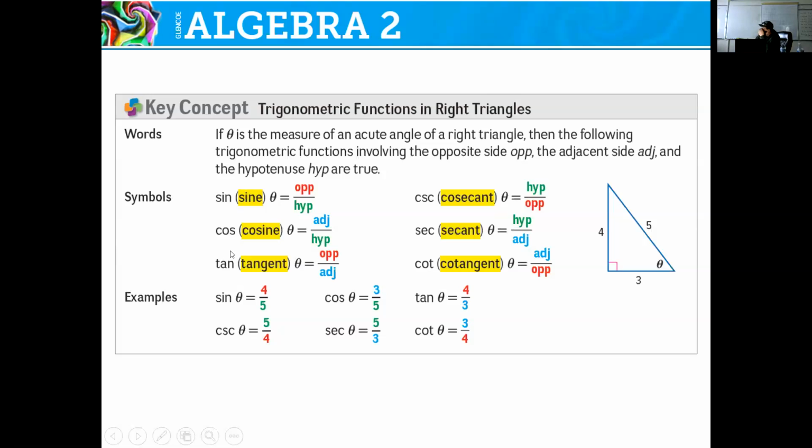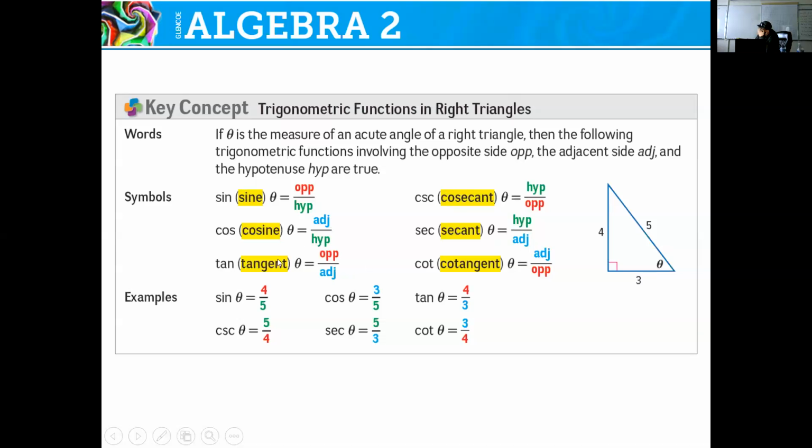Okay, then that brings us to cosine. Cosine is the adjacent side over the hypotenuse. Then secant is the reciprocal of cosine, where you have hypotenuse over adjacent, and you can see how they're flipped. So in this case, if theta is here, cosine would be 3/5. Secant would be 5/3.